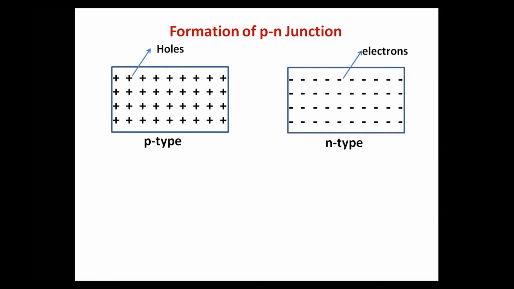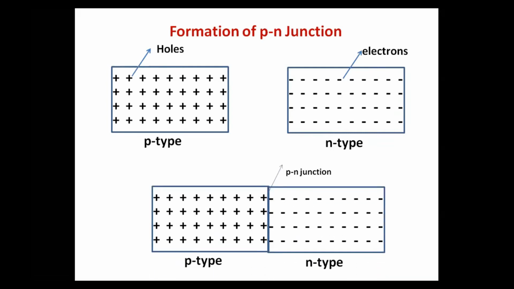Now, if we bring these two materials together and keep them in contact, like this, then a common surface will be formed. This is nothing but your common surface. This common surface we generally call the p-n junction. It is a junction formed between p-type and n-type materials, so we call it a p-n junction. Now, after forming this p-n junction, what will happen? After forming the common surface, what will happen?